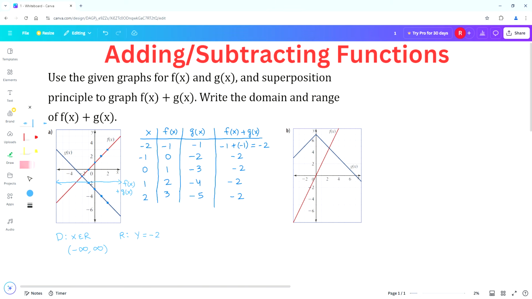Now we can analyze part B. In part B, function f(x) is the red line. Function g(x) is made up of two straight lines that meet on the y-axis. Let's start by writing a table of values for f(x) and g(x) to find the points that lie on f(x) + g(x) using superposition principle.